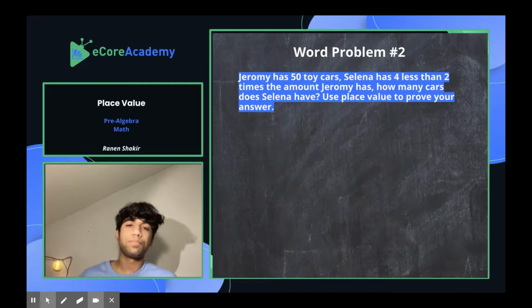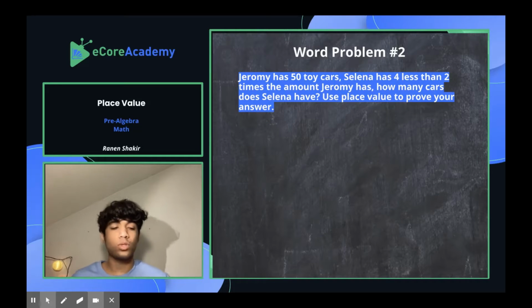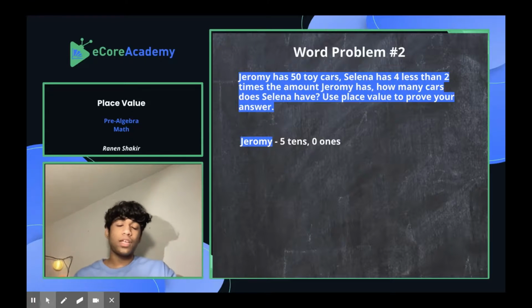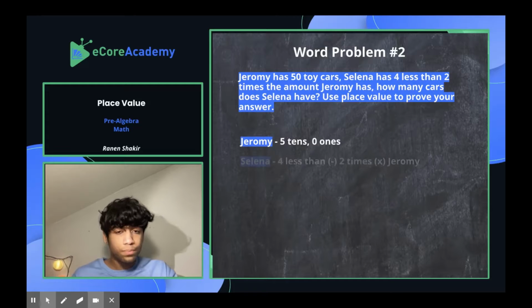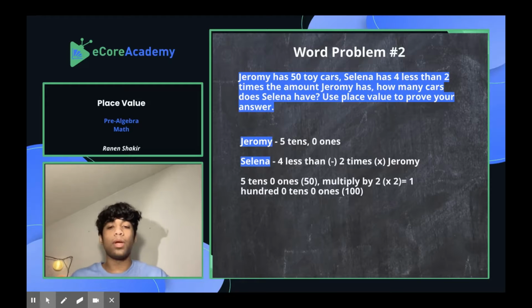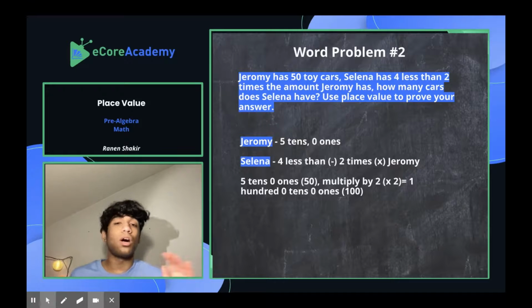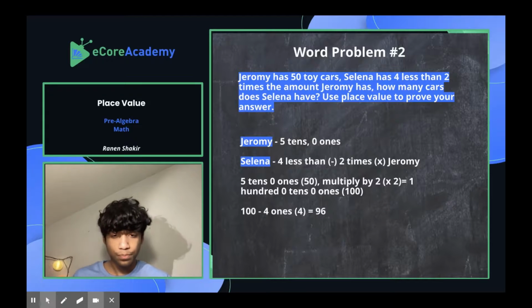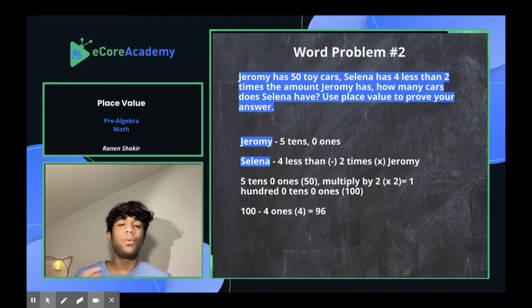All right, hopefully you're able to work this out on your own. Let's go over it together. Jeremy has 50 toy cars, so that means he has 5 tens and 0 ones worth of cars, which is 50. And we know that Selena has 4 less than 2 times Jeremy. So we take 50, multiply it by 2, so we get 100. We have 5 tens, multiply by 2, we have 1 hundred, 0 tens, 0 ones. And then we have 100 minus the 4, which is 96. So Selena has 96 cars.